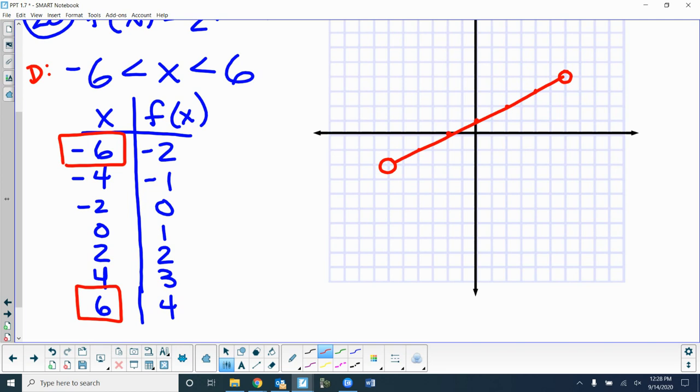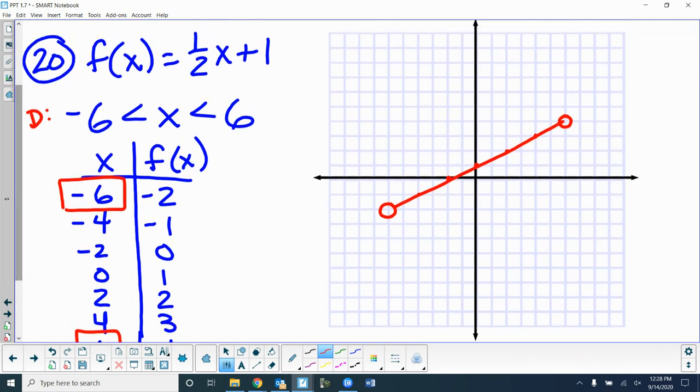So 19 and 20, we gave you domains and little details that are important to the graph. Remember, a graph is a picture of all the solutions to a problem. So all these points on that line work in this function, in that equation. Okay? Up to, but not including the -6 and +6. All right? Does that help going over those? Yeah. Okay. Good. The last two, I think you guys did pretty well on.